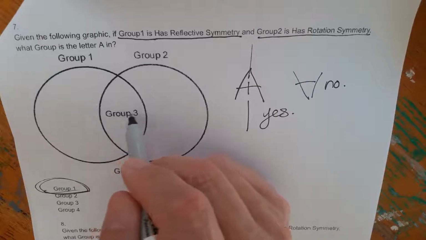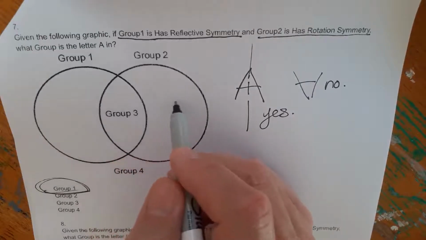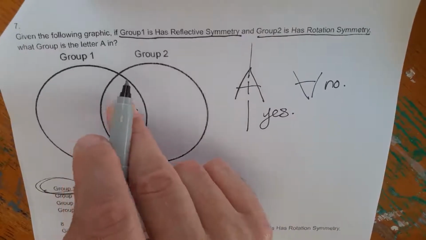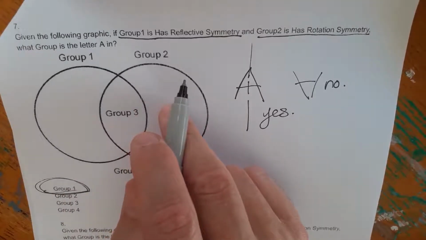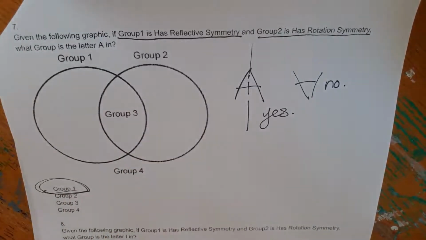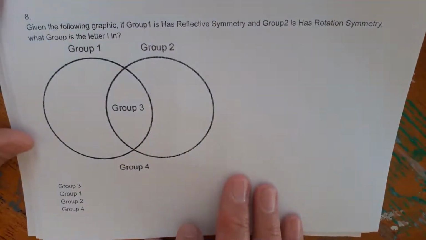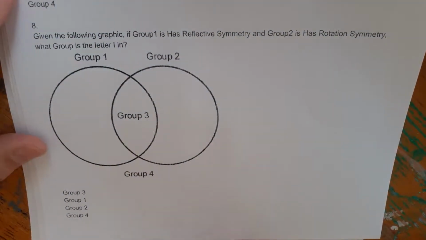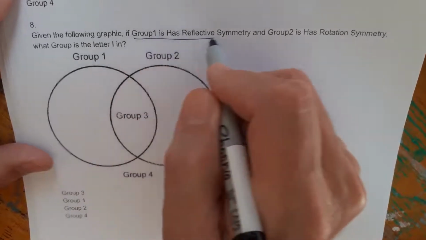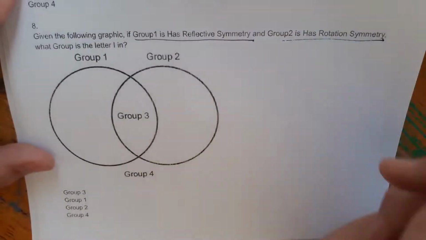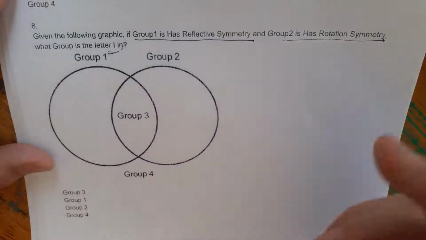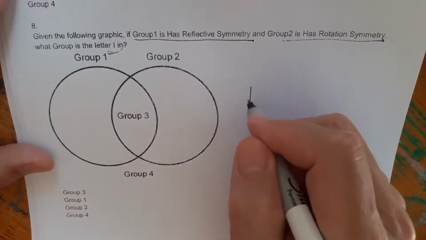It can't be in group 3. It doesn't have both. And it doesn't have rotation symmetry, so it can't be here and it can't be here. Hope that's clear enough to understand. Okay. And now you are being asked to go back to a prior lesson where you learned about symmetry, and now it's being applied to a Venn diagram. All right. So group 1 has reflective symmetry. Again, group 2 has rotation symmetry. What are they giving us now? The letter I. So let's take I.